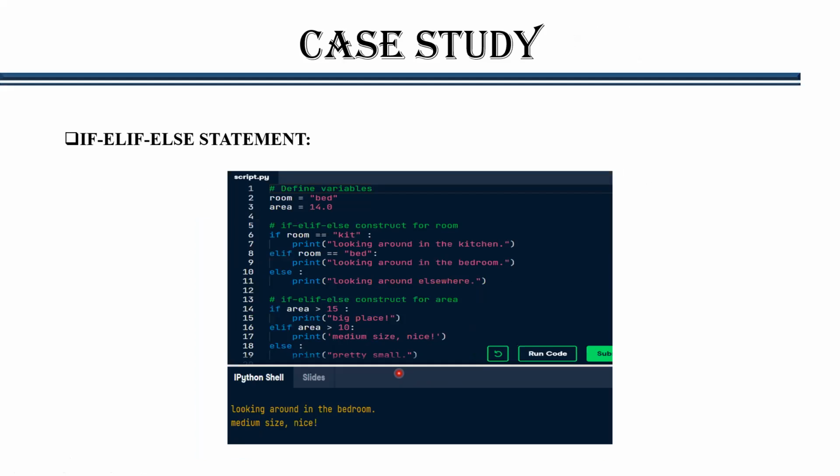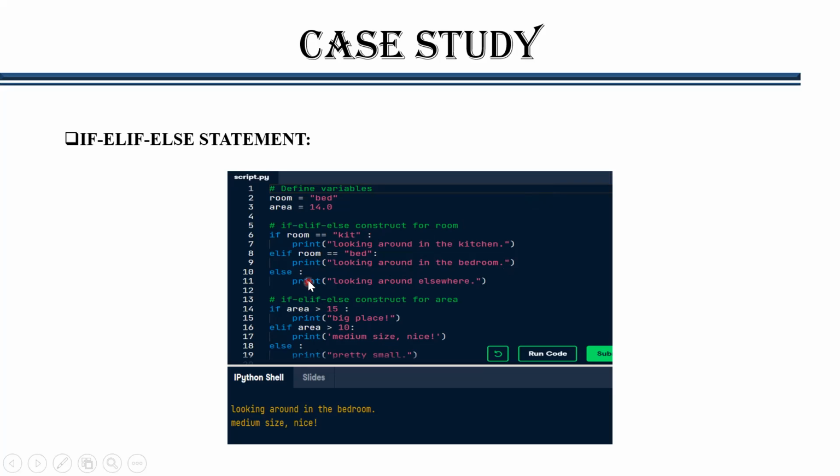Next is the case study in which the if-else statement is used. We have two variables: room, having a string value, bed, and area, having an integer or float value. So the if-else statement construction for room: if my room is equal to kitchen, then print looking around in the kitchen.